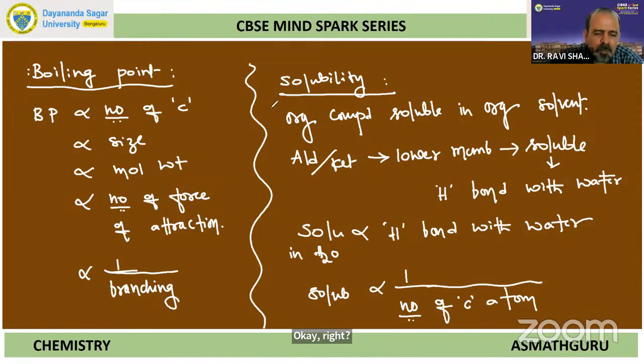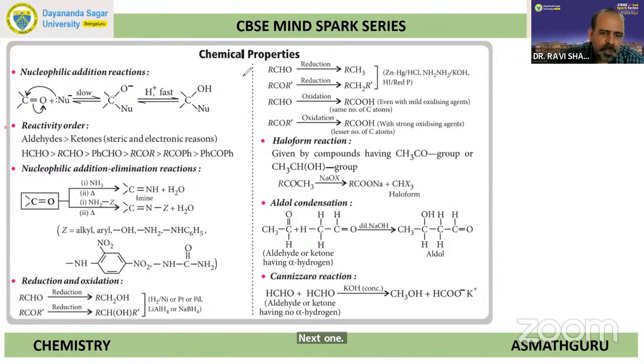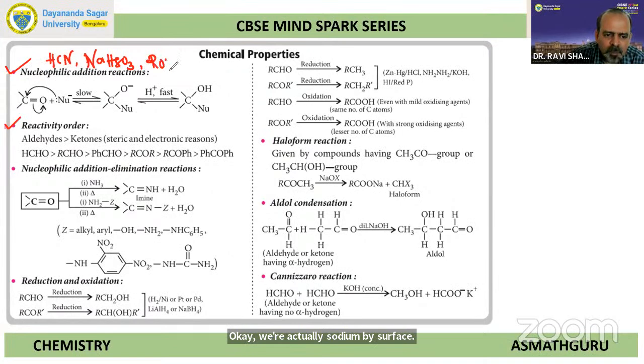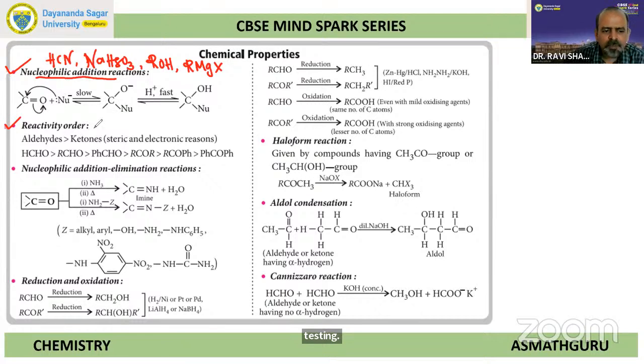Next one. We will go to chemical property. So what are the chemical properties we are supposed to study? We have to study about nucleophilic addition reactions. Then we have to study about reactivity order. Nucleophilic addition reaction means how many we have to study? Four reactions only. Reaction with HCN, reaction with sodium bisulfite, reaction with alcohol. One more is there. Can you tell me? Anybody? You have to remember like that. Oh, sir, the Grignard reagent. These are the 4 nucleophilic addition reactions that you have to study. And most of the questions revolve around these nucleophilic addition reactions.